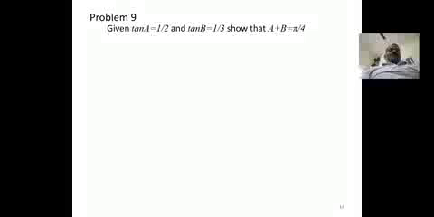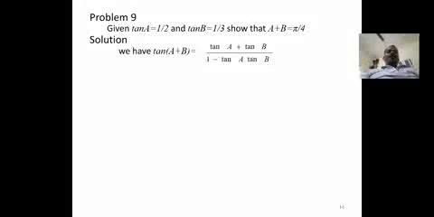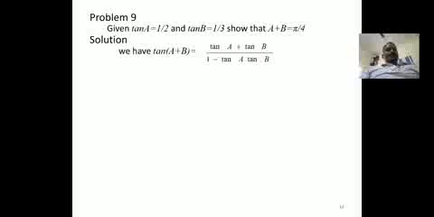If tan A equal to 1 by 2 and tan B equal to 1 by 3, then show that A plus B equal to pi by 4. Solution is, we have tan of A plus B equal to tan A plus tan B by 1 minus tan A tan B.